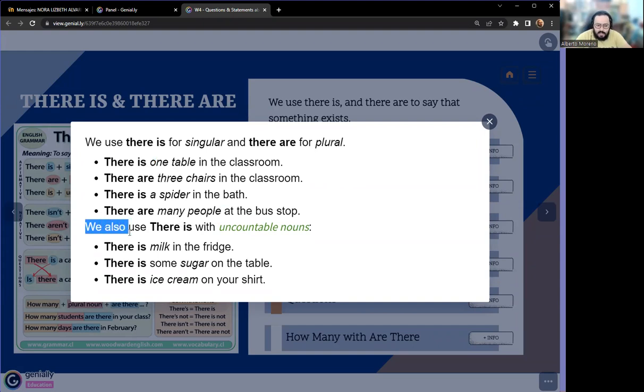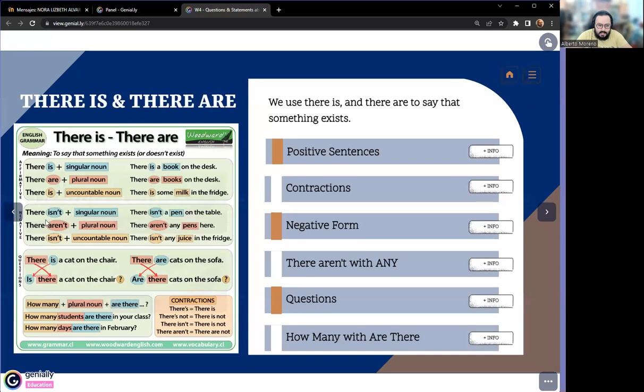It also says in here that we use there is with uncountable nouns. So there is is used with singular countable nouns, and also with uncountable nouns. For example, there is milk in the fridge. There is some sugar on the table, and there is ice cream on your shirt. Okay, so this is the positive sentence.